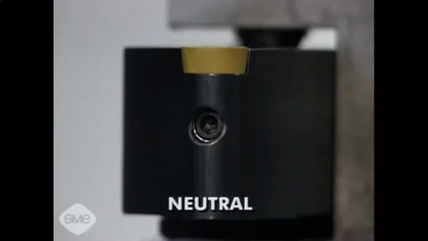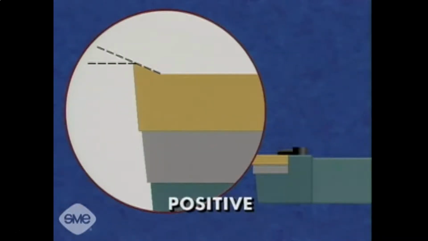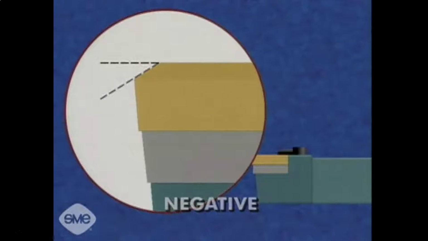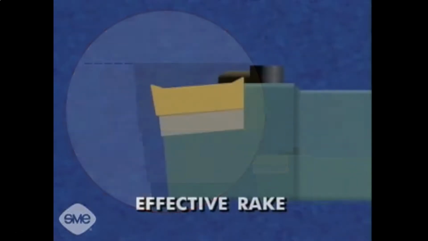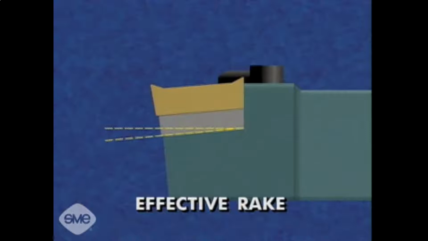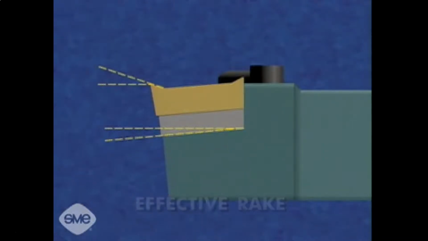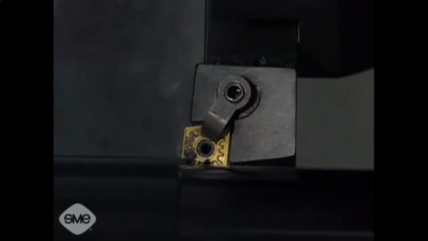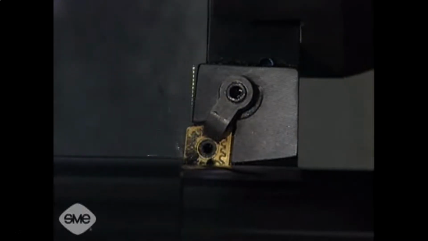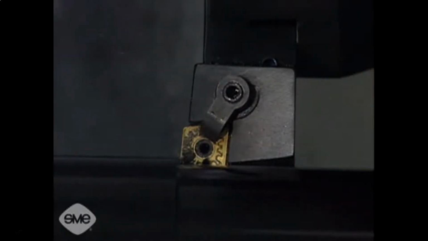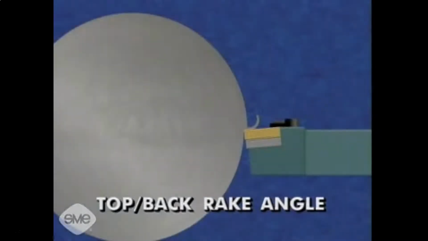Several angles are important when introducing a cutting tool's cutting edge into a rotating workpiece. Those angles include the angle of inclination, which when viewed from the side or front, is the angle of the insert seat or pocket in the tool holder from front to back. The angle of inclination may be positive, negative, or neutral.